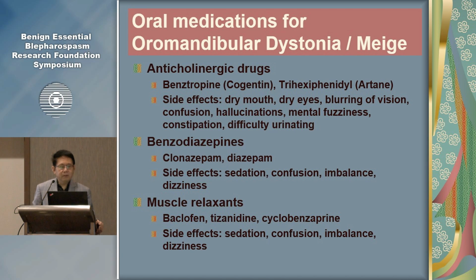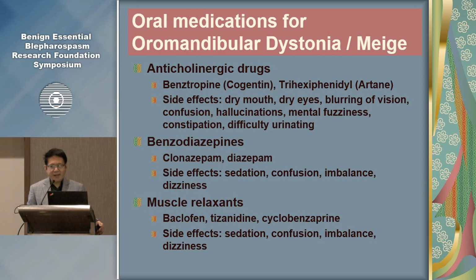And then medicine-wise, Dr. Mahant mentioned some of this. The most common thing I use would be anticholinergic drugs. And in the U.S., the two most common drugs are benztropine and trihexyphenidyl. Now, the anticholinergic drugs are best tolerated by younger individuals because in elderly individuals, and there's no elderly here, right? We're all young. It causes hallucinations, mental fuzziness, worsening of cognitive issues or dementia, and so on and so forth.